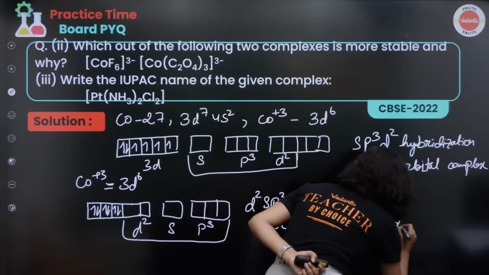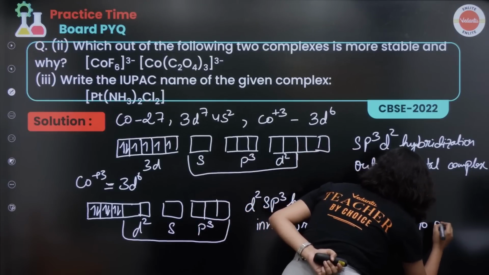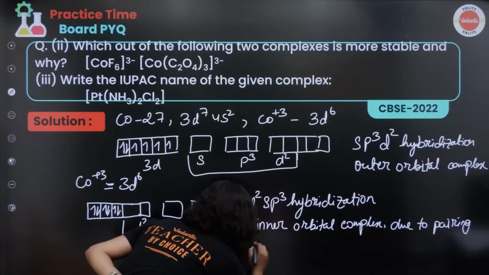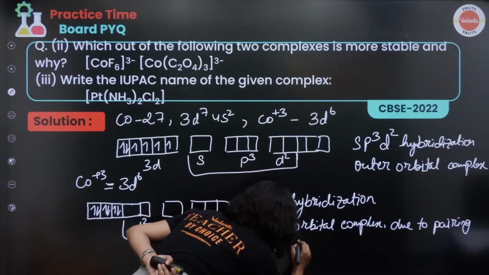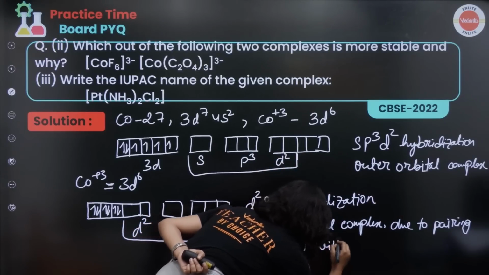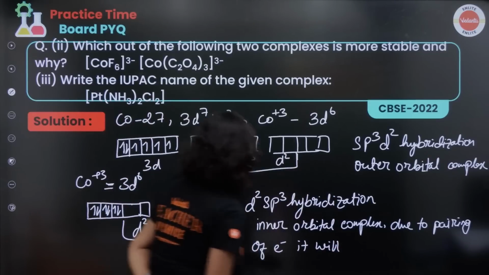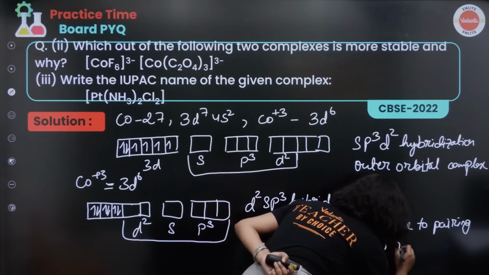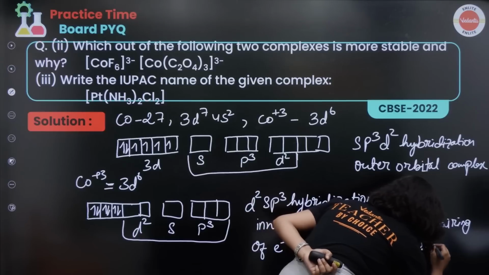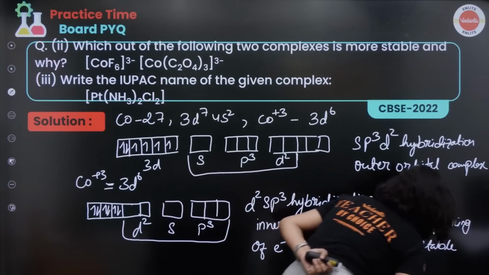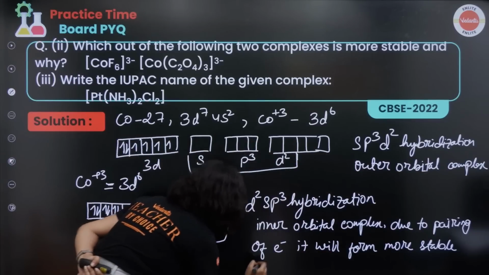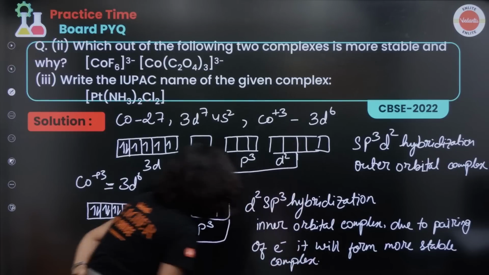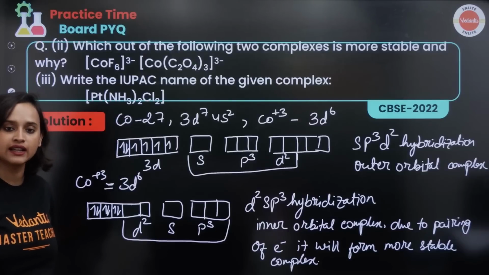and due to pairing of electrons, it will form a more stable complex. Alright, it will form a more stable complex. Do we understand this? Yes.